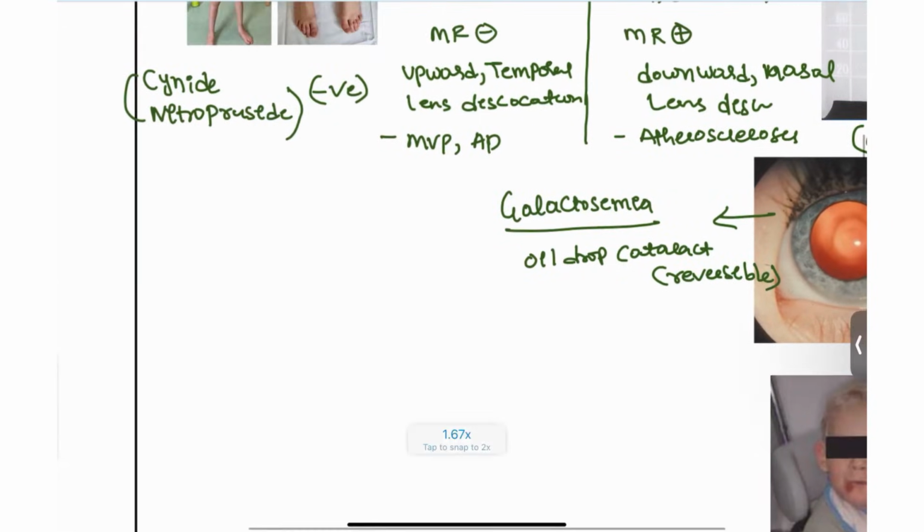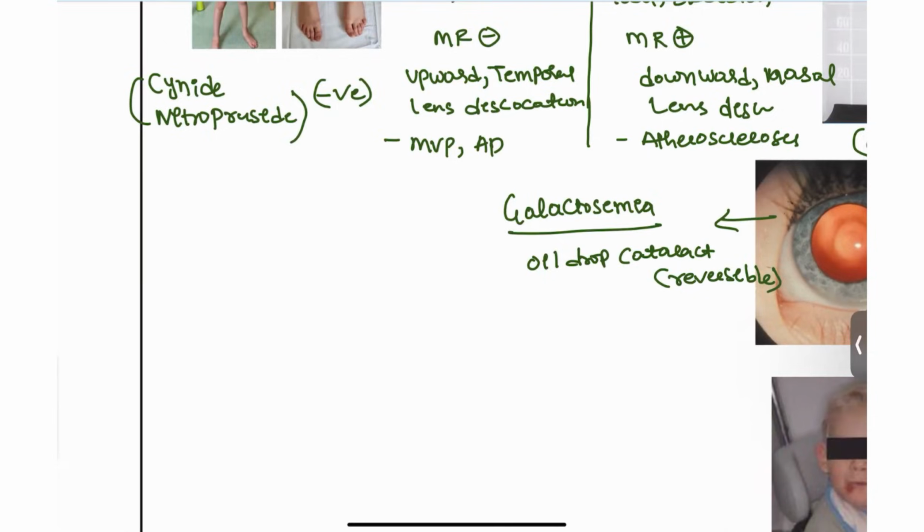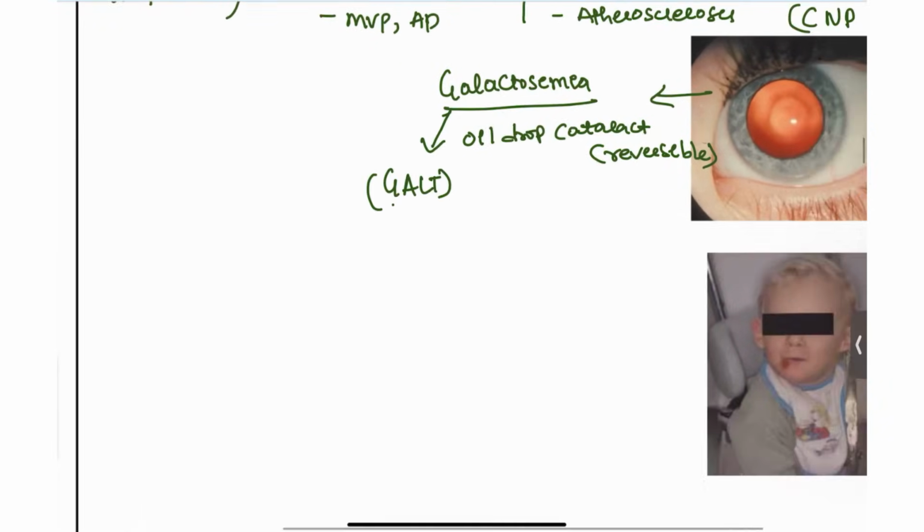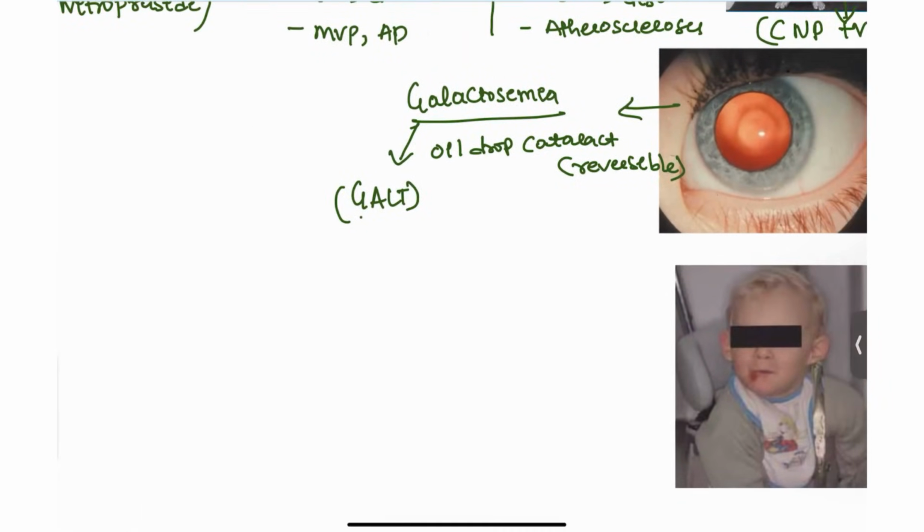What is the deficiency that is present in galactosemia? The enzyme is GALT. Okay, galactose 1 phosphate uridyl transferase is the most commonly associated with classical galactosemia. Along with this, patients will be presented with hepatomegaly and hypoglycemia, decreased glucose levels. These are the symptoms that will be presented in this patient.